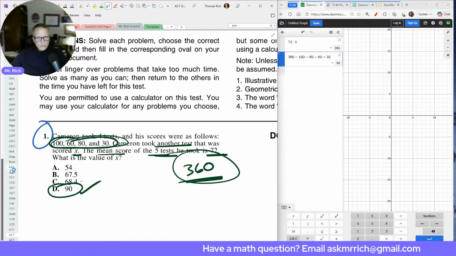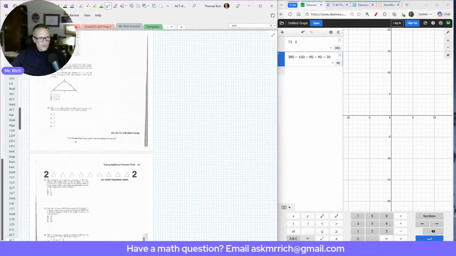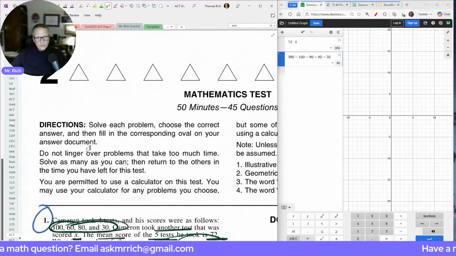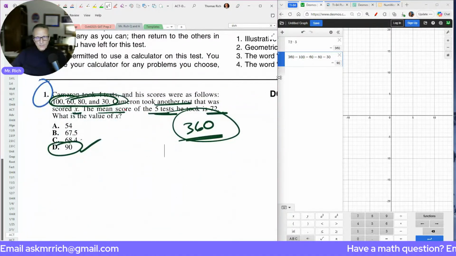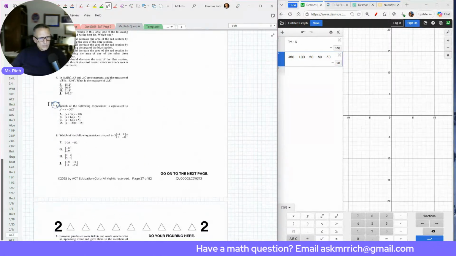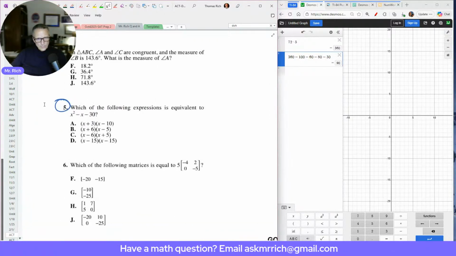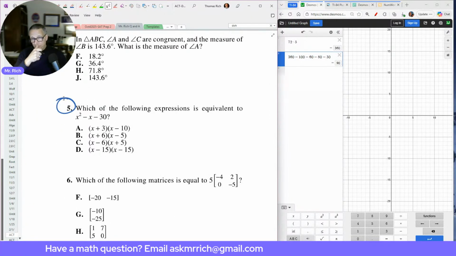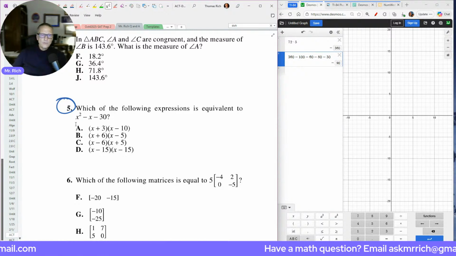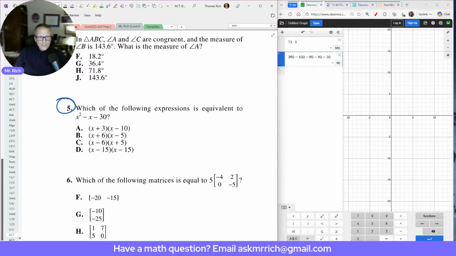All right, let's go to another question that we could use the Desmos graphing calculator on. The one that I picked was this one. It says, which of the following expressions is equivalent to x squared minus x minus 30? Now, this one is a very simple problem. It's question 5. You're expecting this to be easy. They just want you to factor this. So I would definitely factor it.